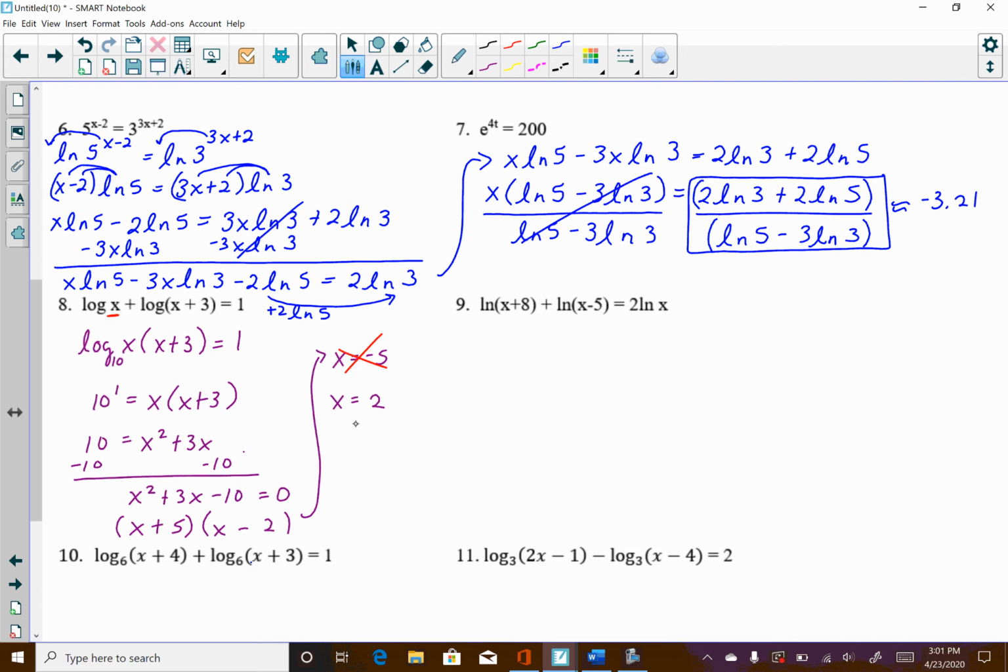Even though it's a positive value, you need to check that 2. So log of 2, that's a positive value, so that works. When you plug in 2 here, 2 plus 3 is a positive value, so that works. So x equals 2 is the solution.